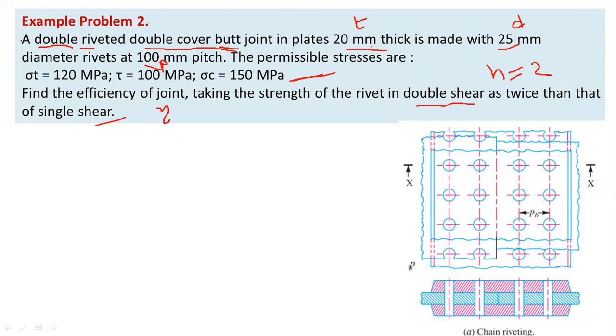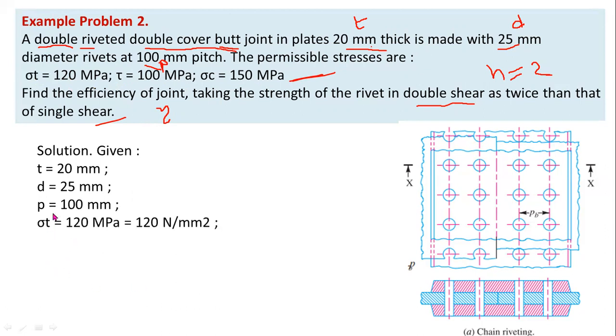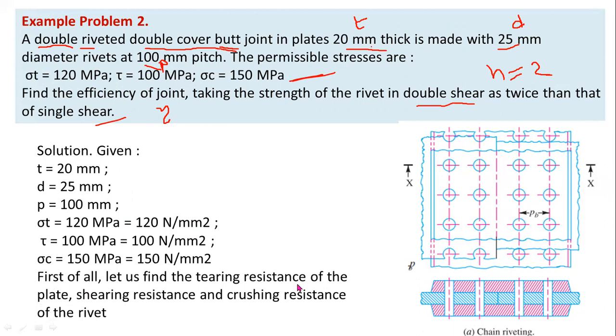So these are the given values. Thickness equal to 20 mm, diameter equal to 25 mm, P equal to 100 mm, that is the pitch, and sigma T equal to 120 megapascal, where 1 megapascal is 1 newton per mm square, tau equal to 100 megapascal, sigma C equal to 150 megapascal. First of all, let's find the tearing resistance of the plate, the shearing resistance, and the crushing resistance of the rivet.